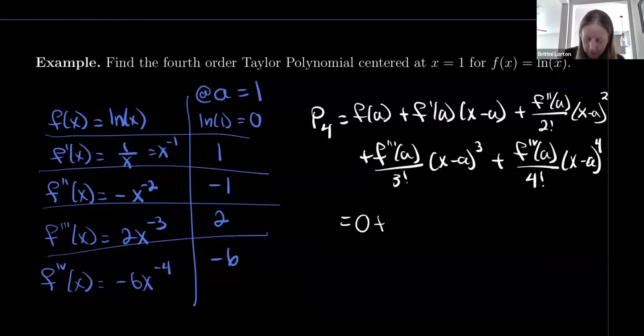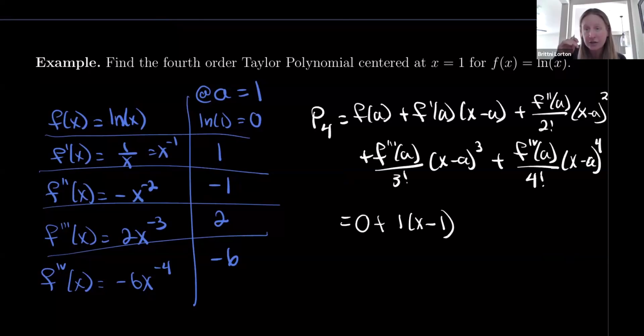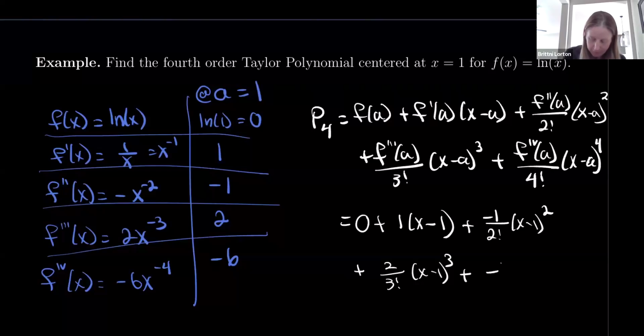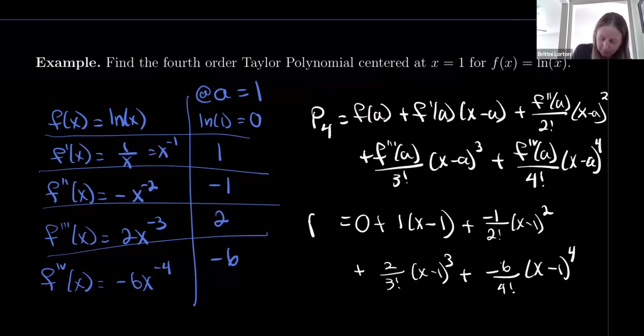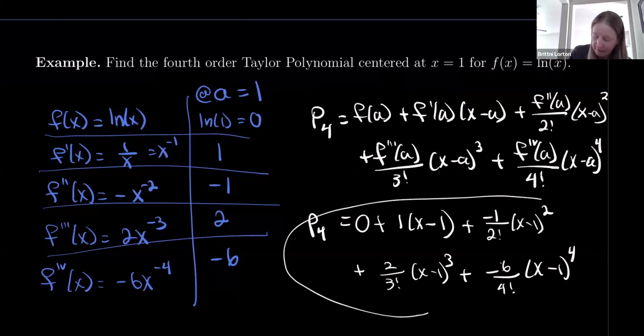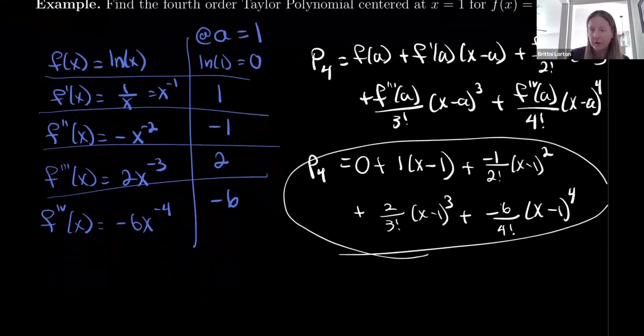So f of a plus f prime of a times x minus a. Remember, a is your center, and here a is 1. Plus my second derivative over 2 factorial times x minus 1 squared. Plus my third derivative over 3 factorial times x minus 1 cubed. Plus my 4th derivative over 4 factorial times x minus 1 to the 4th. So here is your P4. I'm going to simplify it, but that really is all that the question asked for.